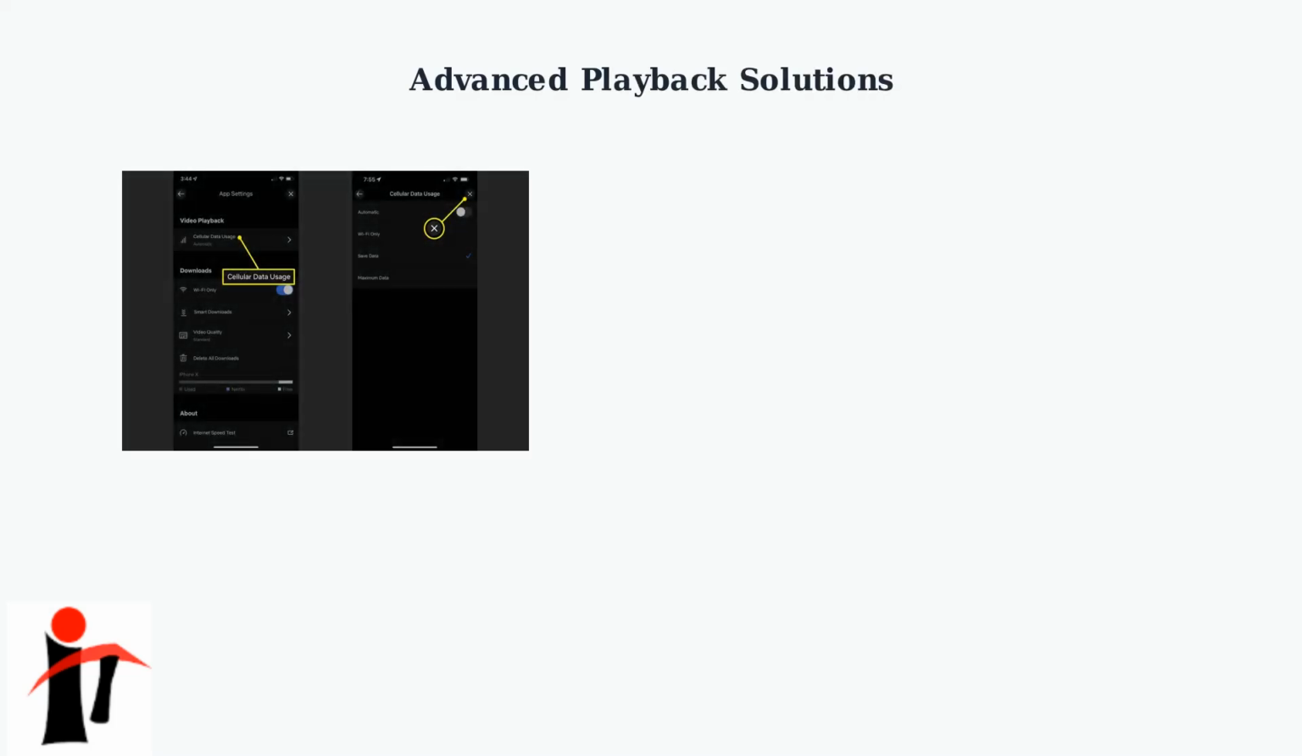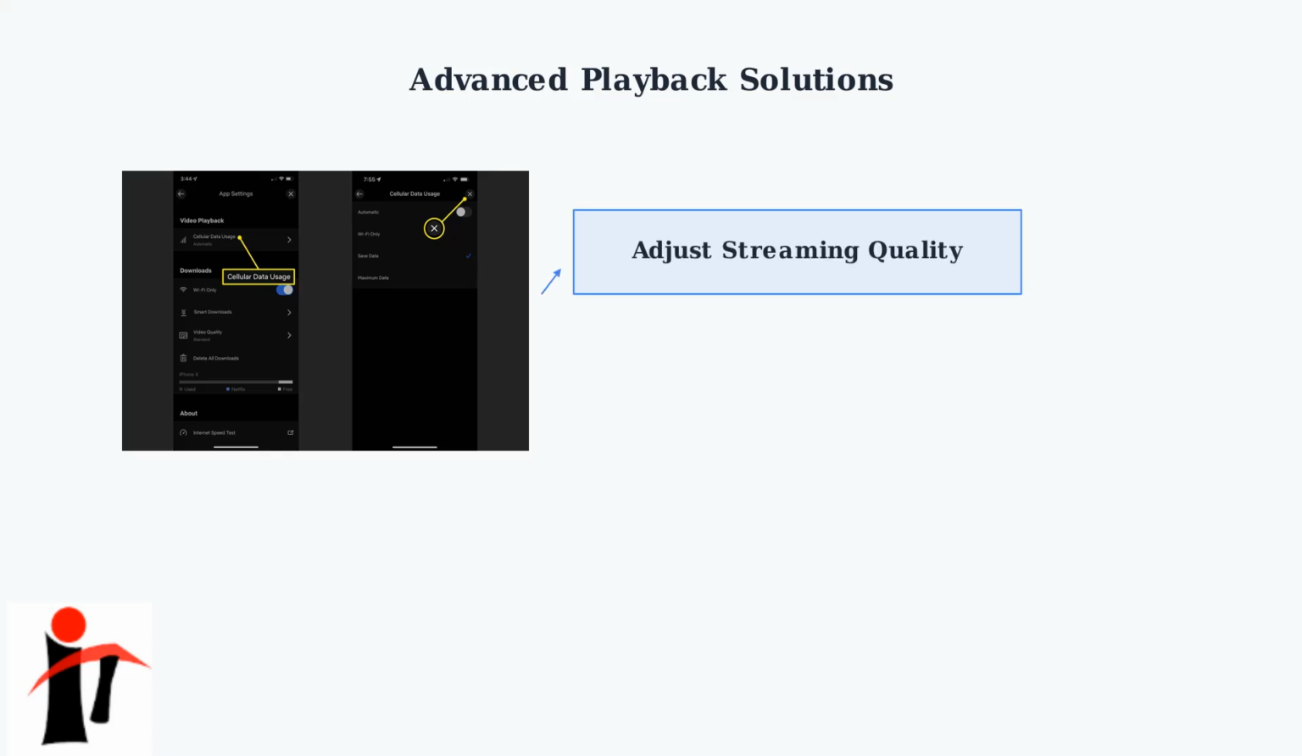For playback problems, hardware and connection issues often require specific technical solutions beyond basic troubleshooting. Advanced playback solutions focus on streaming quality, connection integrity, and hardware compatibility issues that affect Netflix performance. Adjust streaming quality settings within the Netflix app. Lower quality settings can resolve buffering issues on slower connections or older hardware.